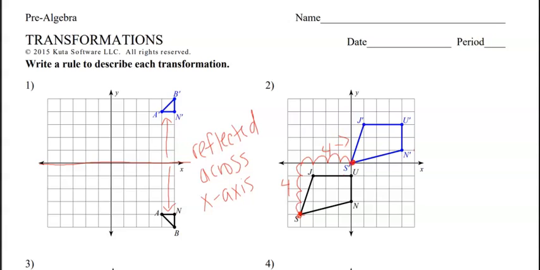And if you want to check to make sure it's a translation, check another point. See if you also go up 4 and over 4. So if we look at N, we went up 1, 2, 3, 4, and then over 1, 2, 3, 4 to get to that N prime. So we can say that this is a translation. And we went up 4, right 4.